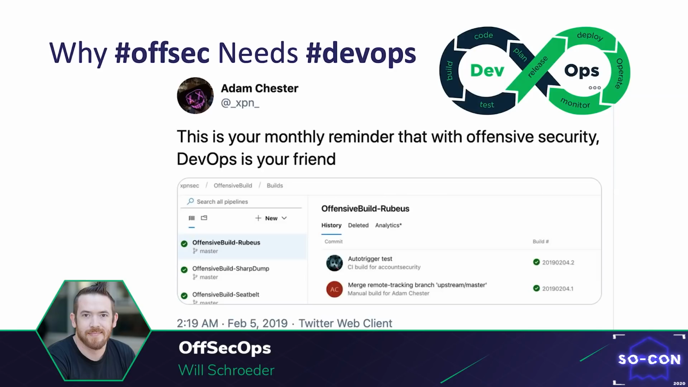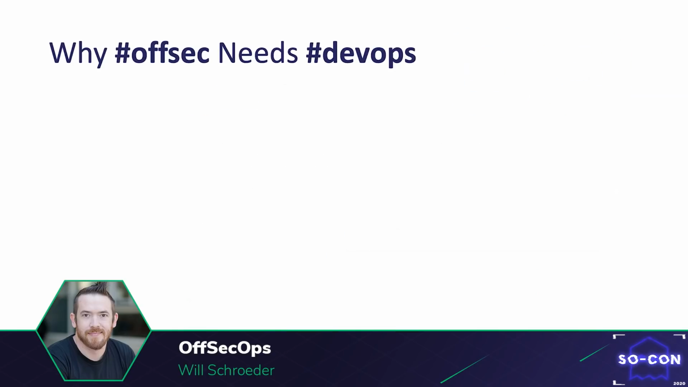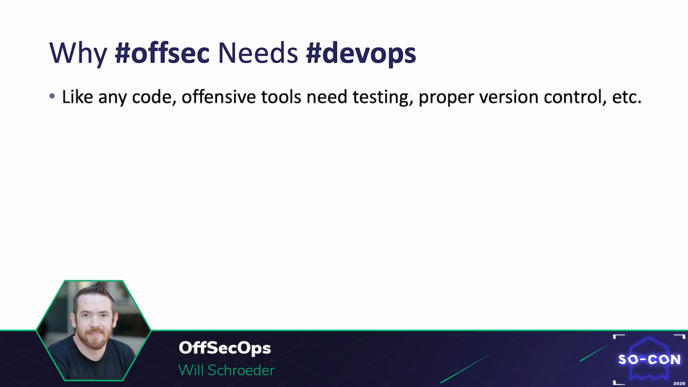So this tweet from Adam, XPN, is saying, this is your monthly reminder that with offensive security, DevOps is your friend. So this is a screenshot of some Azure DevOps pipelines for building things like Rubeus, SharpDump, Seatbelt, and others. And we're going to get into why some of the things matter and why they can be an advantage to you. Because offensive code is just like any other code. It needs proper testing, version control, validation, all that kind of fun stuff.